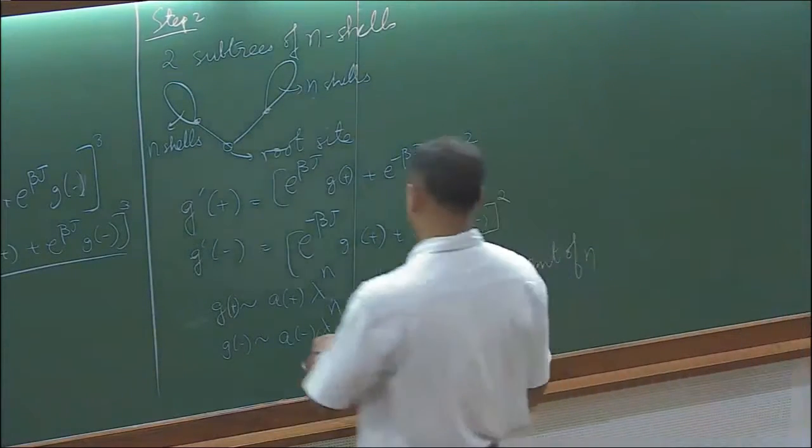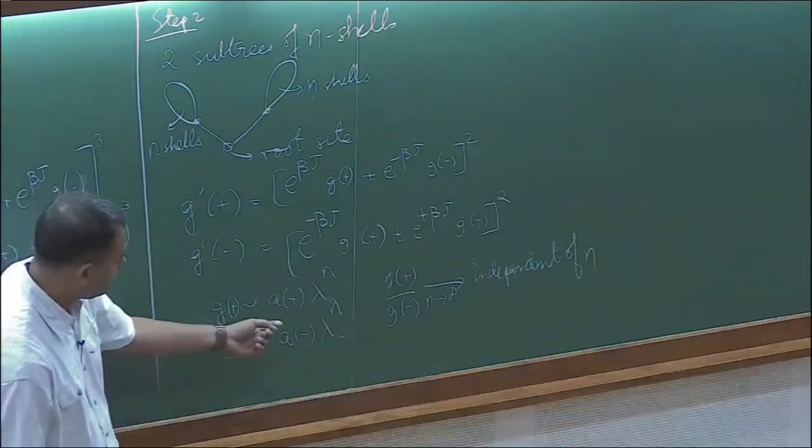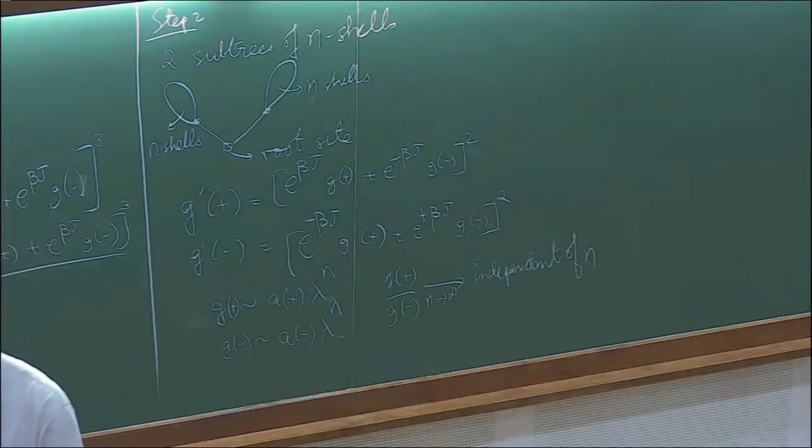So the point here is that if you have something like this, the ratio goes to a constant for large n. A is some prefactor. In addition to the exponential factor, the exponential comes with a prefactor, just that.